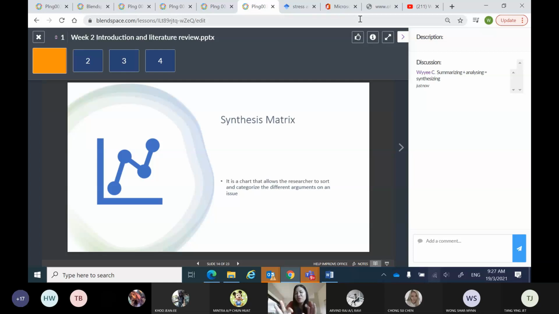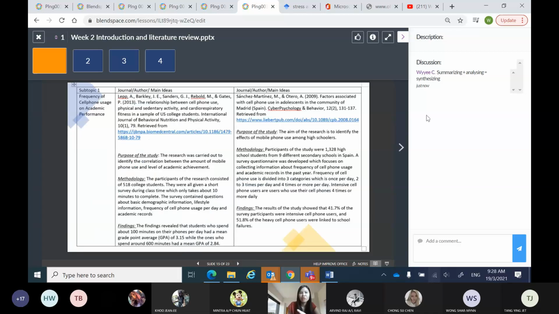So the synthesis matrix, I wouldn't call it a chart. I would rather call it a table. Do it on Excel. It's easier. The table allows the researcher to sort and categorize different arguments on an issue. So it allows you to categorize your journal articles into different subtopics. So this is an easier way to do it. I'm going to teach you how to do it.